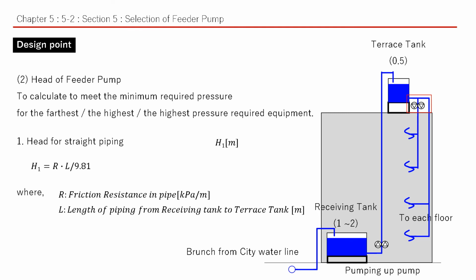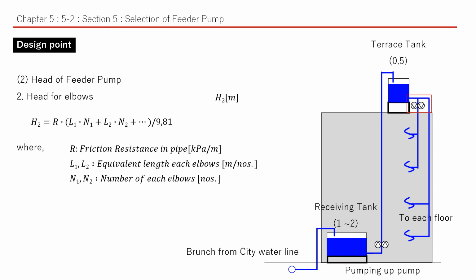H1 is calculated from straight piping. We will calculate from friction resistance in pipe and length of piping. H2 is calculated from elbows and fittings. We will calculate from friction resistance in pipe and number of elbows.